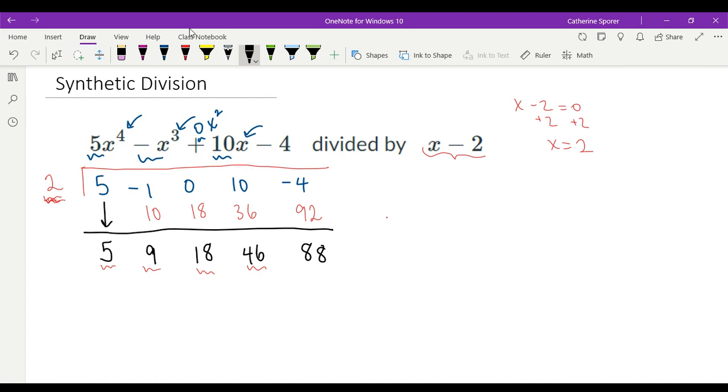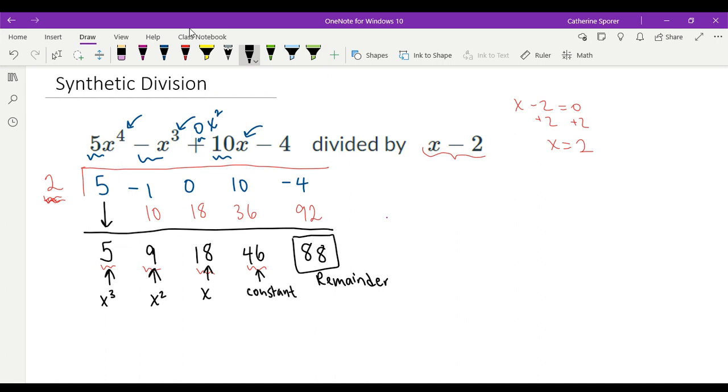And we're going to work from the right side to the left side of this final row that's written. So this 88, that is the remainder term. The 46, the next term over to the left, is the constant term of the polynomial. The 18 is the x to the first term. The 9 is the x squared term. And the 5 is the x to the third term. So we start on the right side with remainder and then constant, and then we start counting up powers of x one by one as we move to the left down this final row.